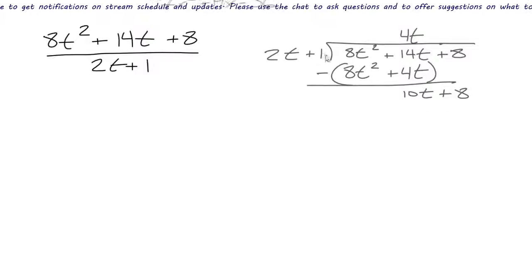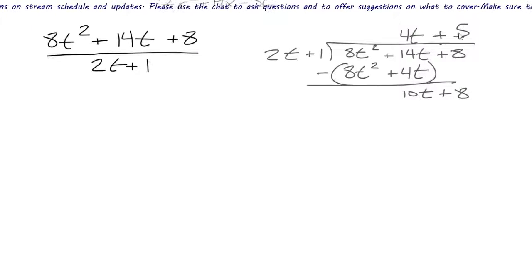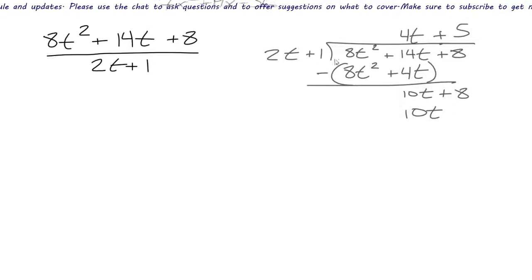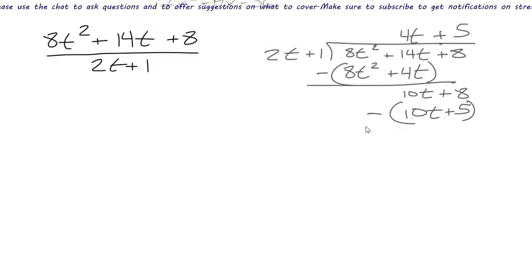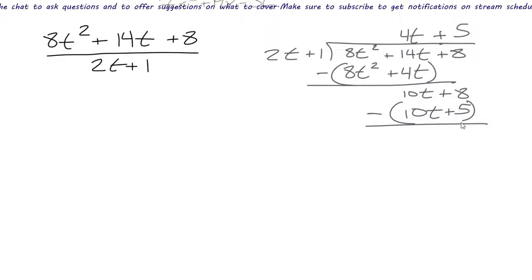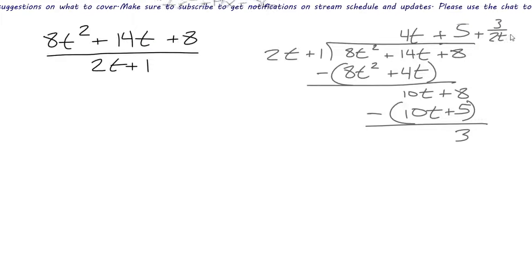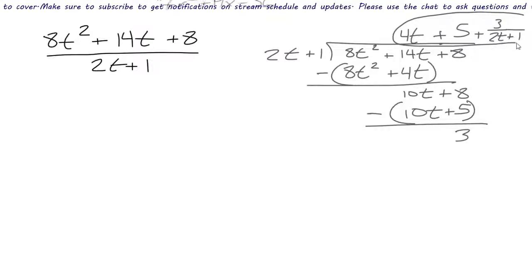And then what can I multiply 2t by? To get to 10t, I can multiply by 5. 5 times 2t is 10t. 5 times 1 is positive 5. So we're going to subtract this. This time we are going to be left with a remainder, so we're left with 3. And to show you the remainder, you tack it on the end, so you're going to write plus 3 over 2t plus 1. So you'll have a fraction at the end. This would be your answer.